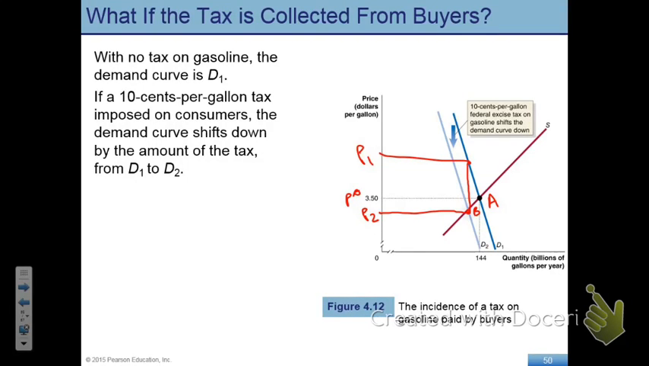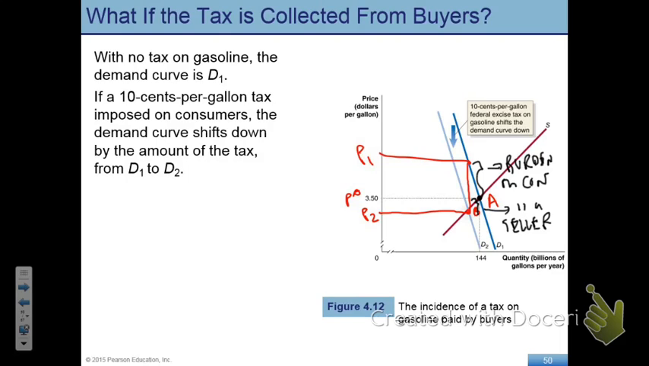So similar to the previous case, the gap between P1 and P star is the burden of tax on the consumer, and the gap between P2 and P star is the burden of tax on the seller. Okay? Same idea.